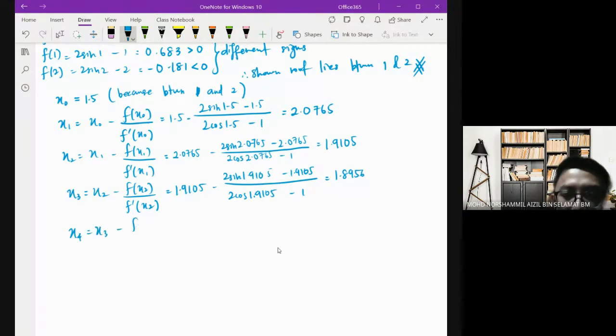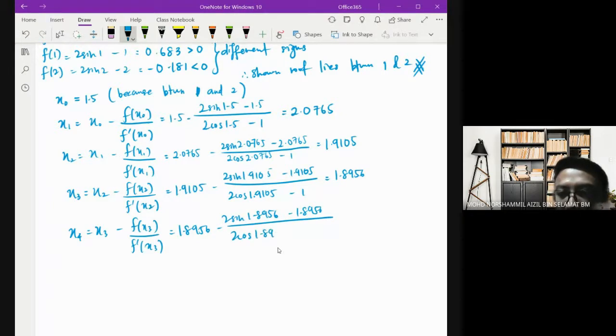So formula dia pula next step ni x3 minus fx3 over f prime x3. So substitute 1.8956 minus 2 sin 1.8956 minus 1.8956 divided by 2 cos 1.8956. Leceh benda ni lah. Okay, calculate this one, you get 1.8955. Sikit lagi.